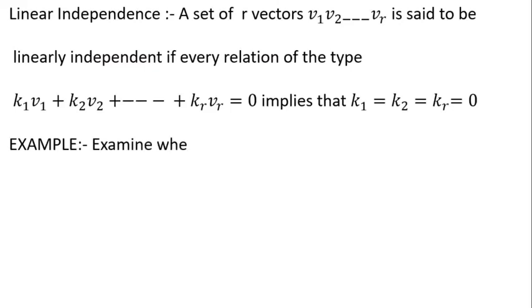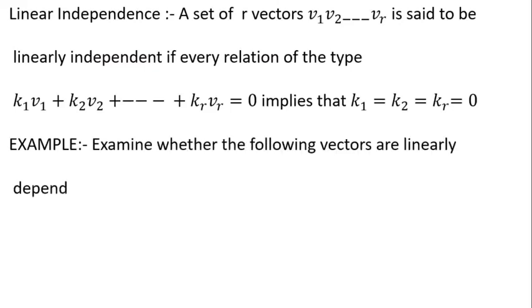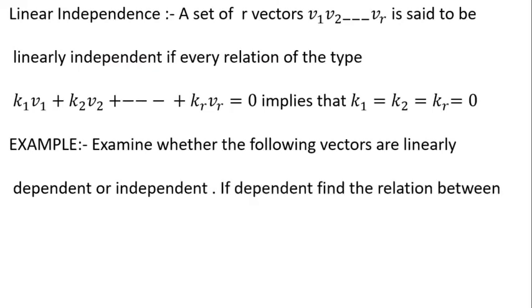Let us take one example. Examine whether the following vectors are linearly dependent or independent. If dependent, find the relation between them. Here we are learning only linear independence, so there is no need to discuss the dependency here. In the next lecture, we'll discuss how to find the relation between the dependent vectors.